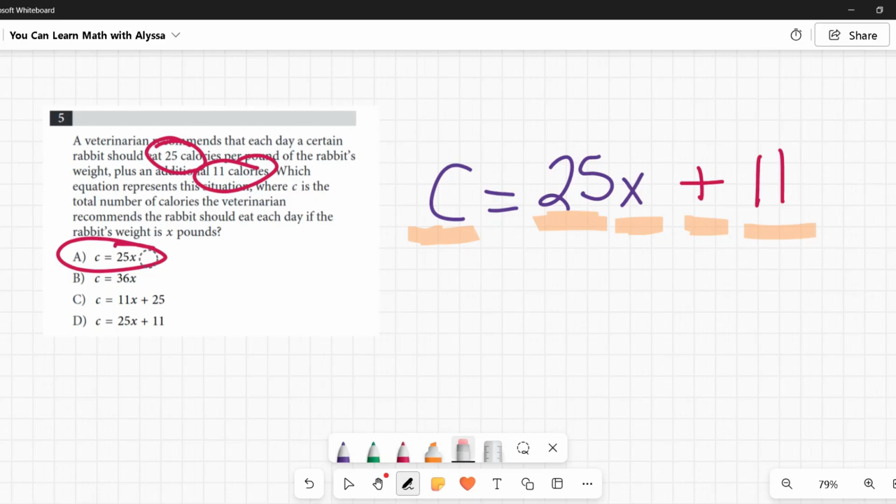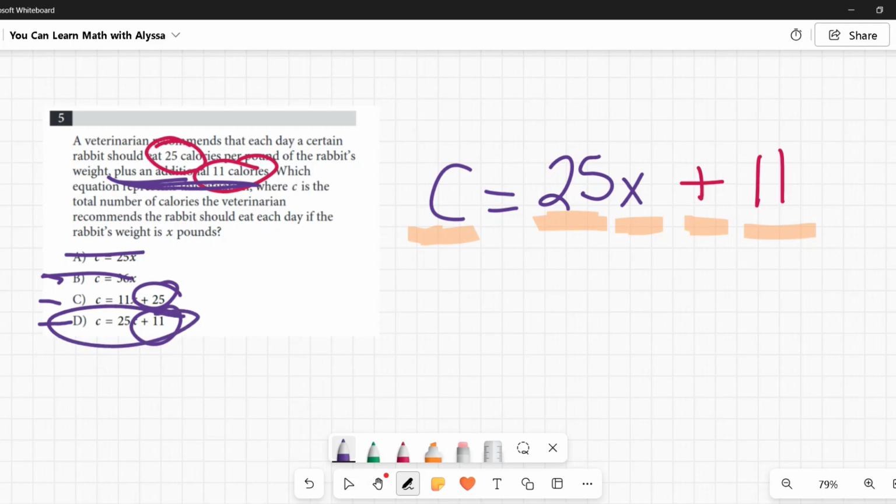And then you go, what have we got left? We've got C equals 36x, 11x plus 25, and 25x plus 11. Since it's 25 calories per pound and then separately 11, it's not saying 25 and 11 per pound. So B would also be out. Then I would look at these and go, okay, this one they're adding 25 and this one they're adding 11, and it said plus 11. So it needs to be the one that's plus 11. And sure enough, there's that 25 times the number of pounds of the rabbit.